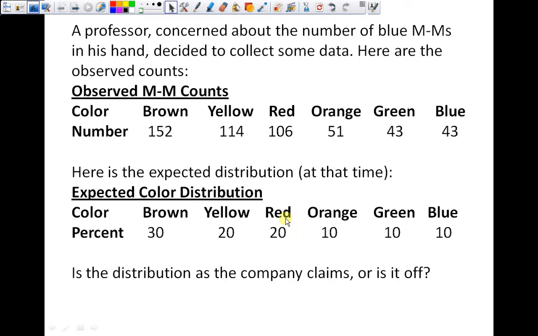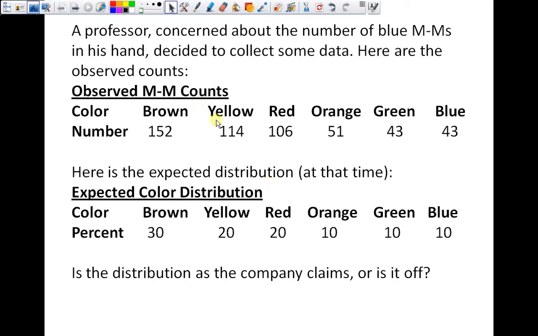So what we need to be able to do is get an expected value. First of all, our original hypothesis is that the distribution is what the company claims. We're trying to get some evidence. Our HA, our alternative hypothesis, is going to be that it's actually different than the claim. So we've got to get evidence for that. Remember, we always assume it's innocent until we can prove it's guilty. So that's what we're trying to do here.